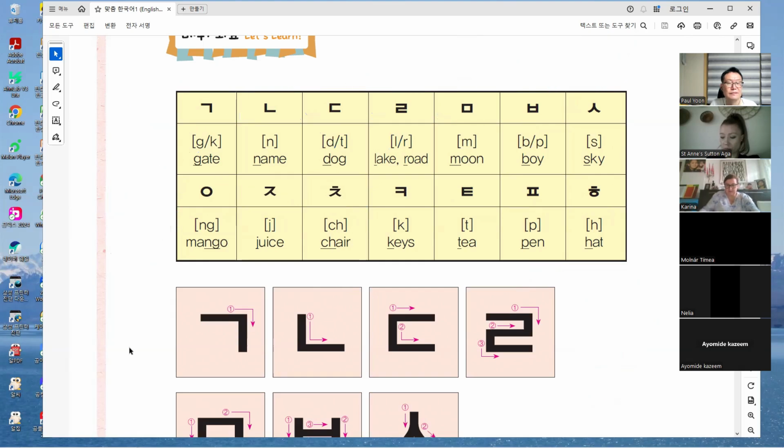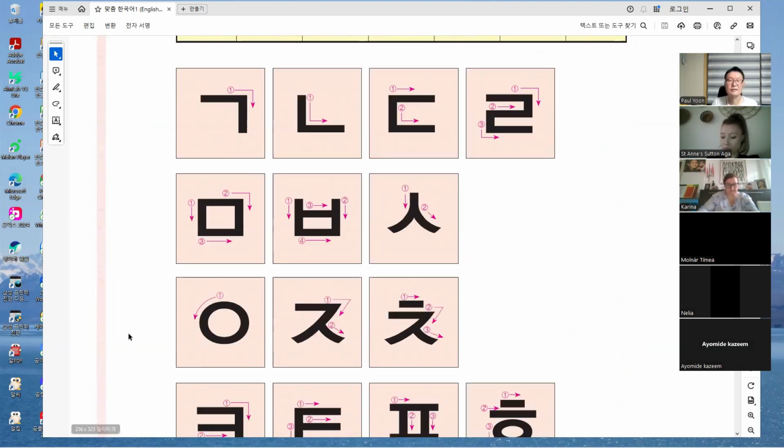Now, let's practice this one. Good. Okay. G sound. Good. Right? Good. This one. No. Okay. N sound. No. How about this? D. D sound. One, two. D. Okay. D.